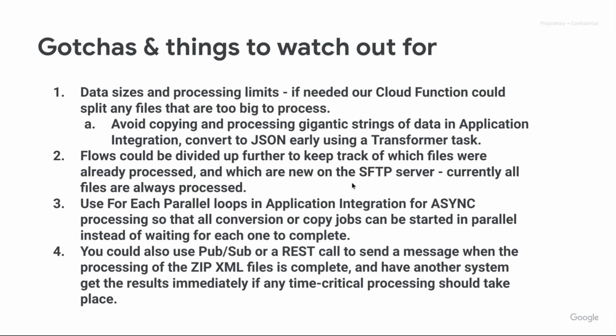These flows could further be divided up, so we could also keep track of which files were already processed and which weren't. Currently, all the files are always being processed, and we're just overwriting the files and the conversions. But we can optimize that, of course, with further checks. The async loops are super useful in application integration, so that all kinds of conversions or copy jobs can be started in parallel. So we're not waiting for all of them to complete and blocking the overall processing.